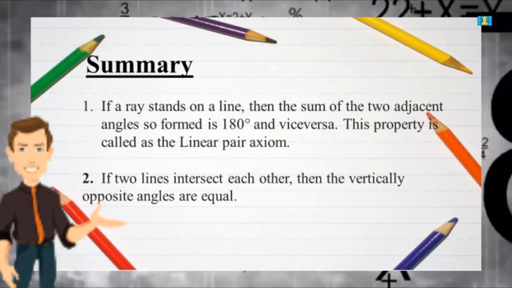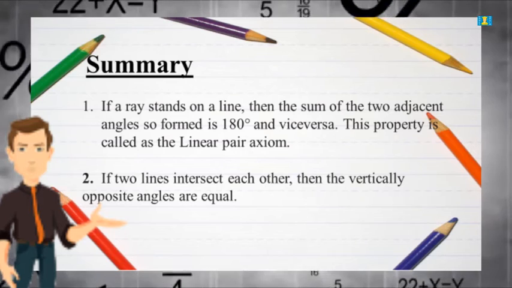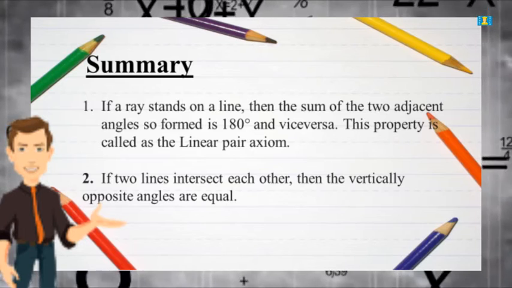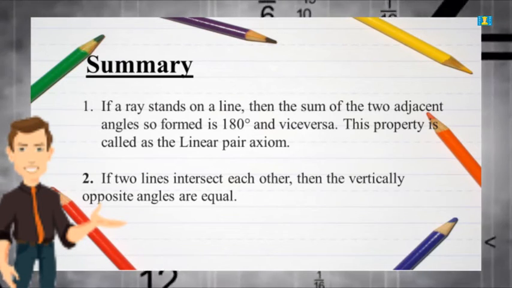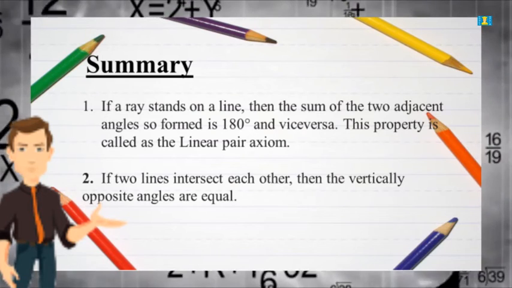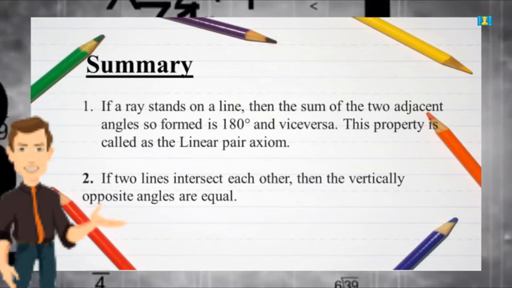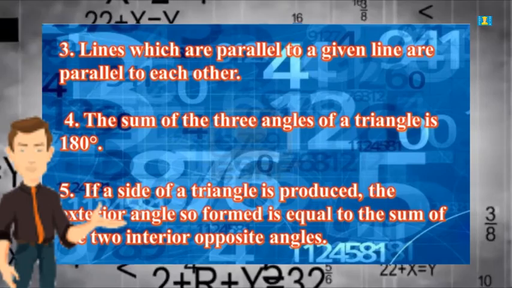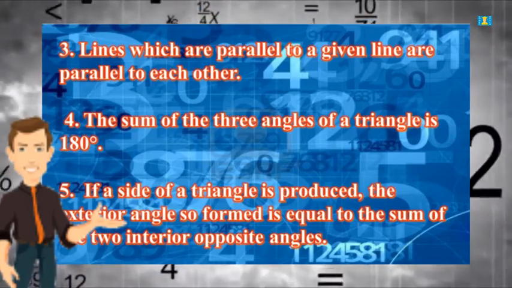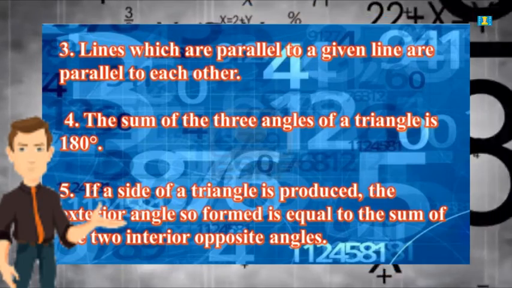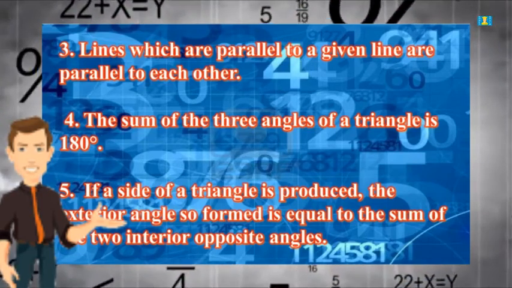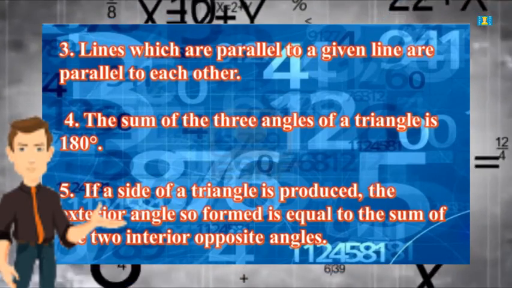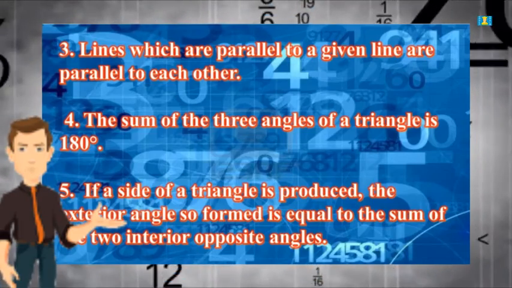Now, let us summarize. If a ray stands on a line, then the sum of the two adjacent angles so formed is 180 degree and vice versa. This property is called the linear pair axiom. Then, if two lines intersect each other, then the vertically opposite angles are equal. The next point is, lines which are parallel to a given line are parallel to each other. Then the next point is, the sum of the three angles of a triangle is 180 degree. Then, if a side of a triangle is produced, the exterior angle so formed is equal to the sum of the two interior opposite angles.